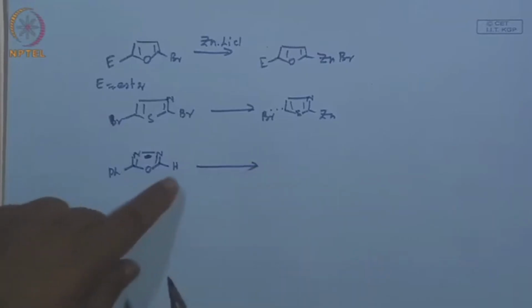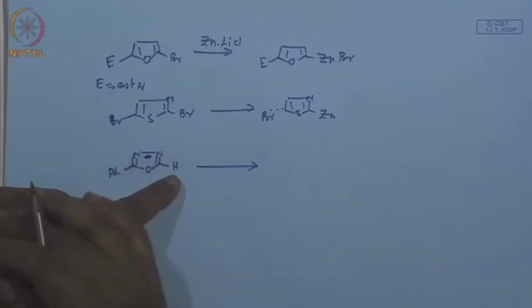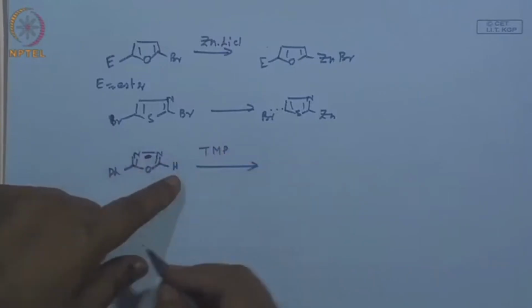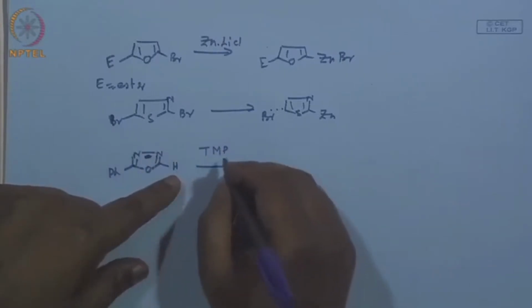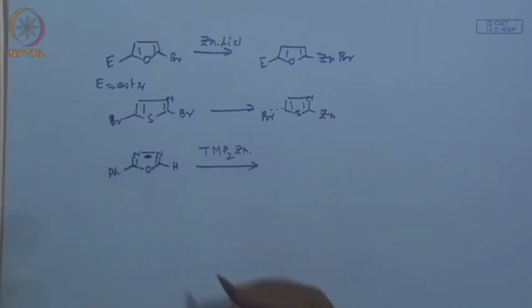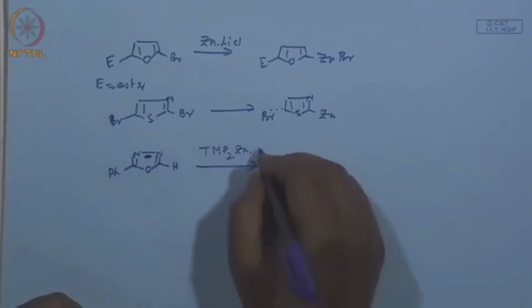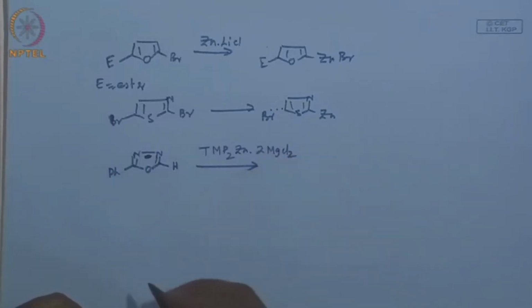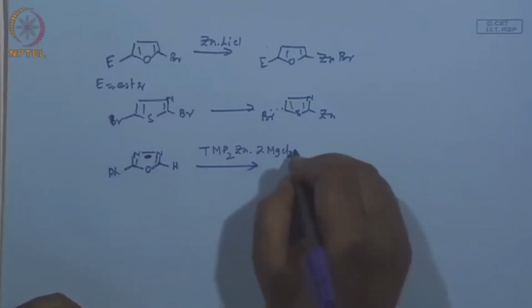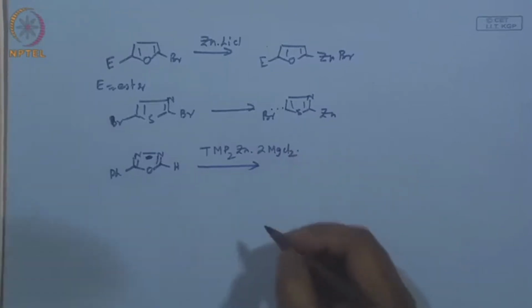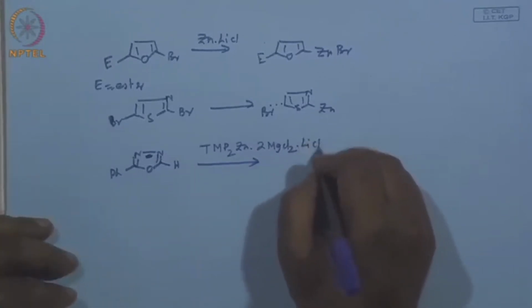So, you want to do the deprotonation here, that means you have to stop the nucleophilic addition. So, what you do is use a recent reagent, TMP, all of us know what tetramethylpiperidide is, and then zinc, and then all kinds of recipes, 2 magnesium, this is actually Knochel's reagent, magnesium chloride, and what else, one more additive is there, lithium chloride. So, I mean anybody can guess now.